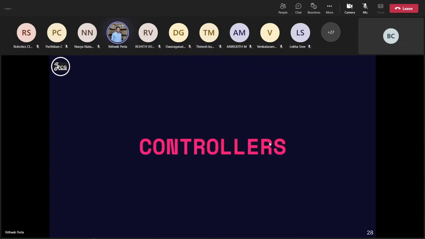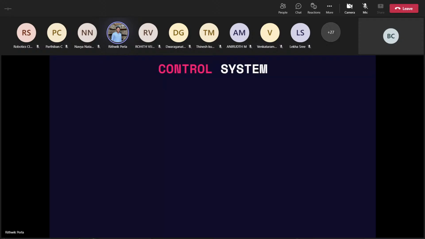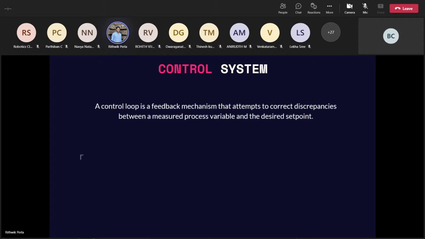Yeah, guys. So we have heard about microcontrollers previously. You can understand by the name itself, micro, which means small in size, very usable, easy to carry. So now let's have a look at controllers. Controllers are nothing but a control system which gets the input, processes it, and gives the output. Now the control system basically has a loop. You know what a loop is?